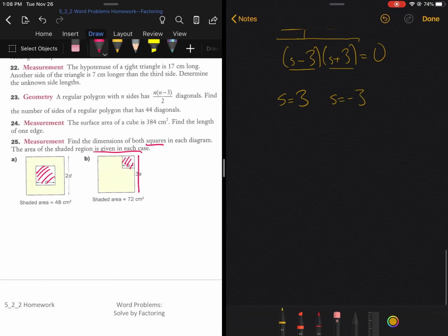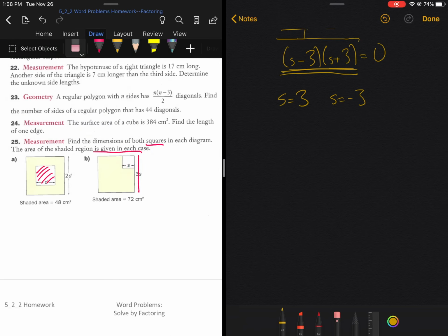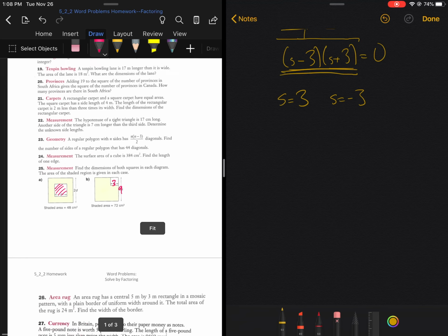So that means in order for this to be 0, s has to equal 3, or s has to equal negative 3, in order for the whole thing to equal 0. So let's find the dimensions. Our dimensions are right here.